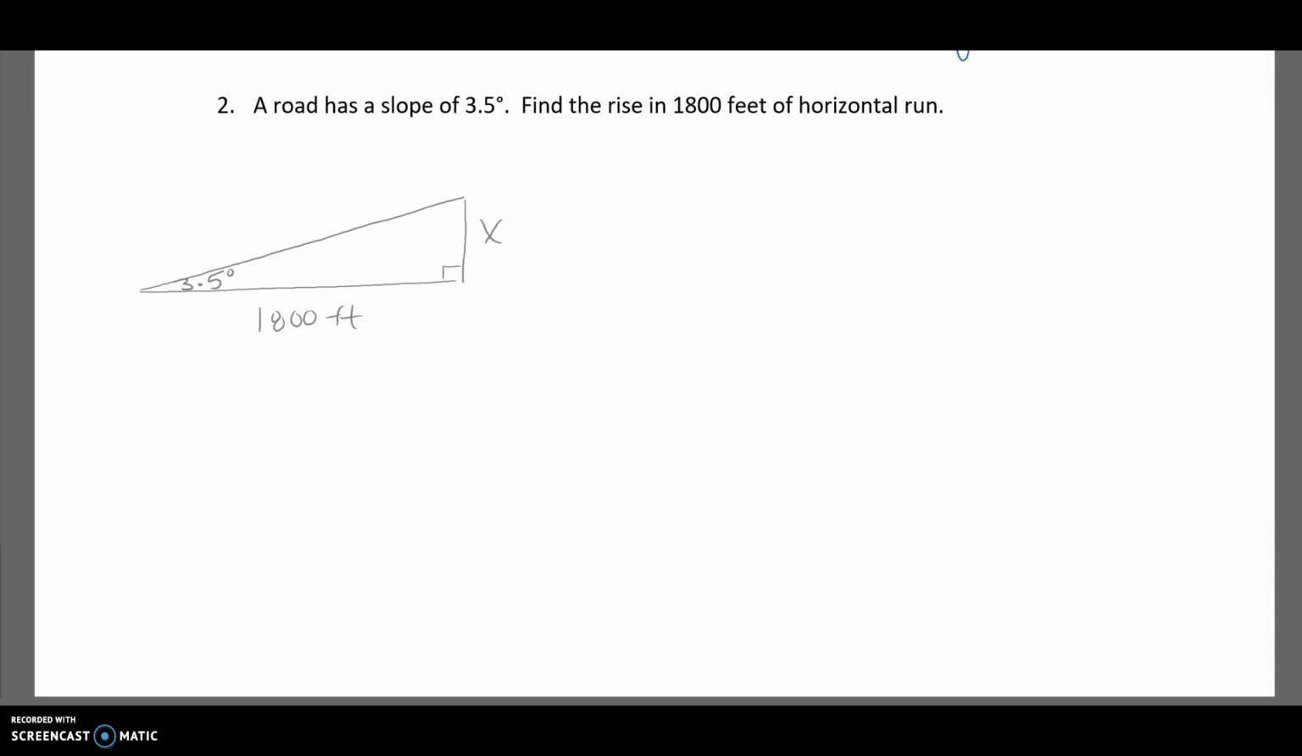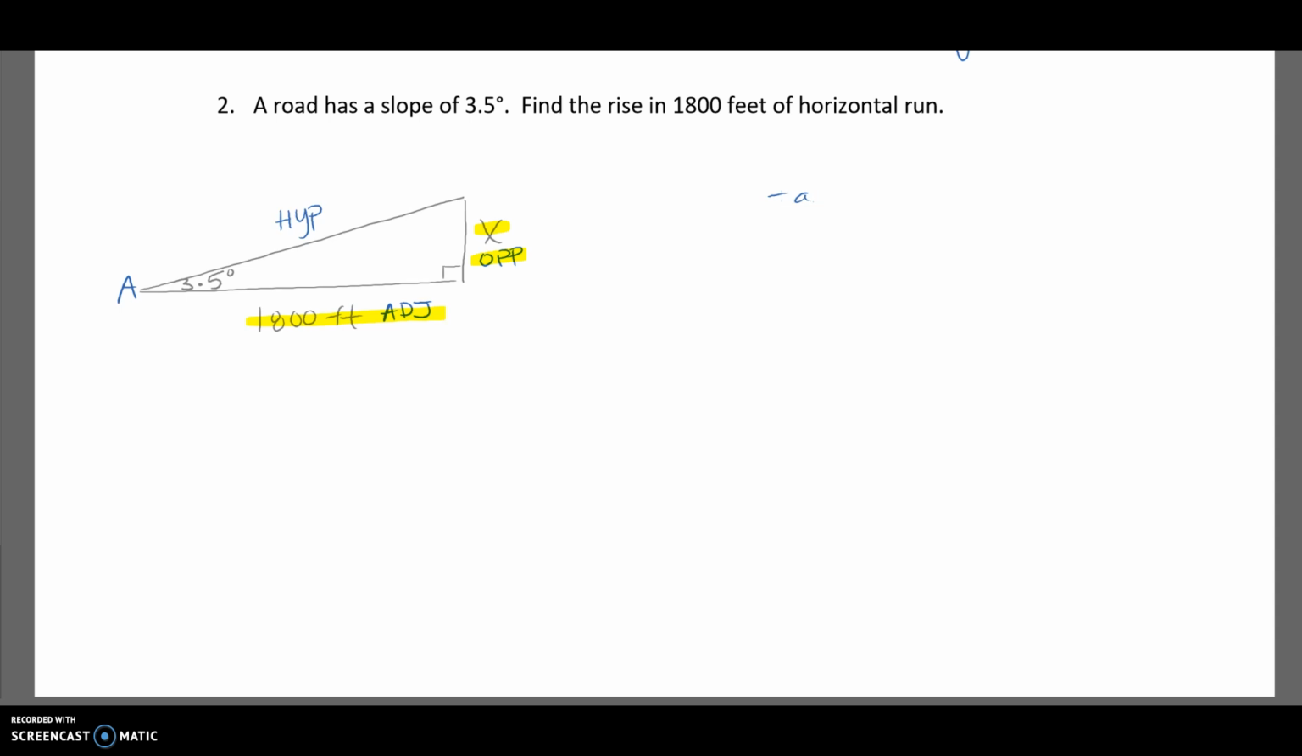Labeling what we know, our angle A is 3.5 degrees. Looking across from that is our opposite side. Across from the 90 degree is our hypotenuse. And beside angle A is our adjacent side. We know the adjacent side, we want to find the opposite side, so we'll be using the tan function.